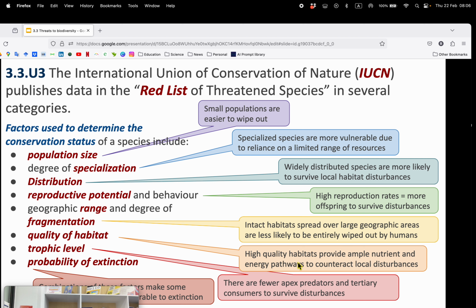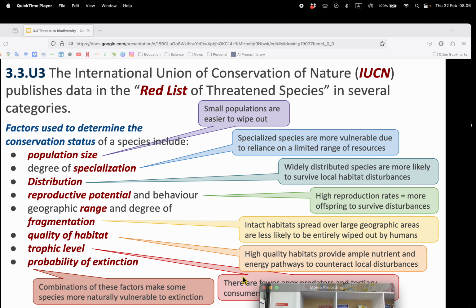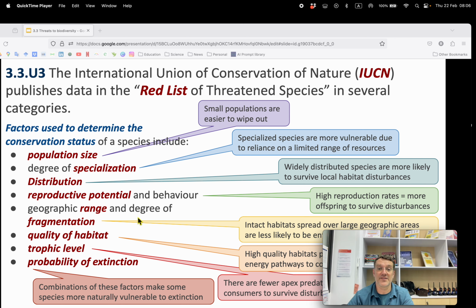Again, also habitat that is high quality and not degraded provides ample nutrients and energy pathways to counteract disturbances by people. And trophic level: the lower the trophic level, the lower the risk of extinction. The higher the trophic level, frequently the higher the risk of extinction. And last but not least, we combine all of those factors to reach a determination of conservation status.